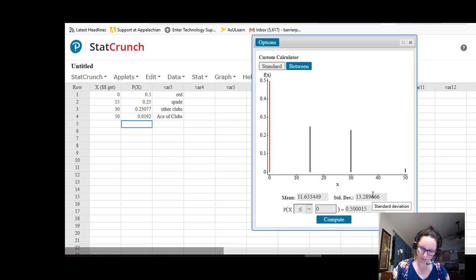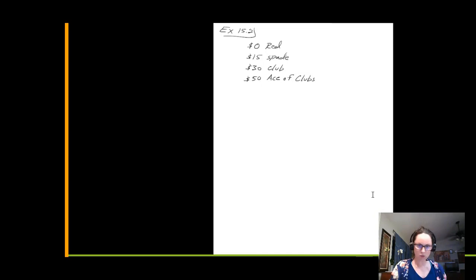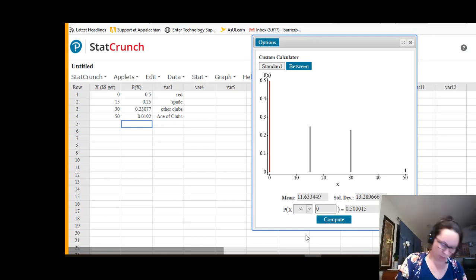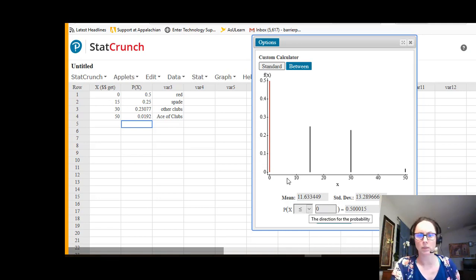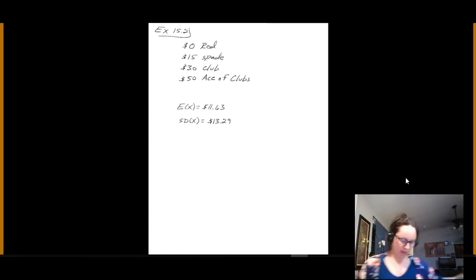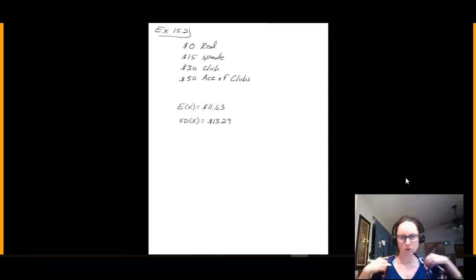Let me get back to my screen sharing. You would just square that value. So let's do this really quickly. So what we found here was that my expected value, E of X, if I'm calling X the money, is $11.63, and my standard deviation is equal to $13.29. Okay, and again, we are not using this for any probabilities down here, okay? Because right, so we just said expected value $11.63, standard deviation $13.29.